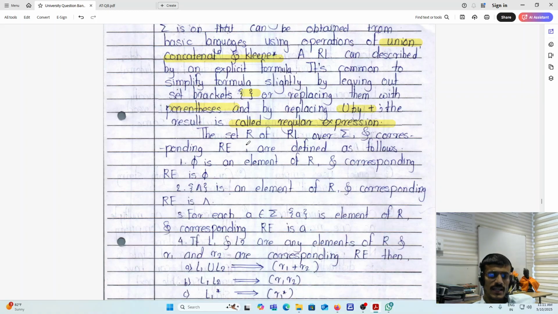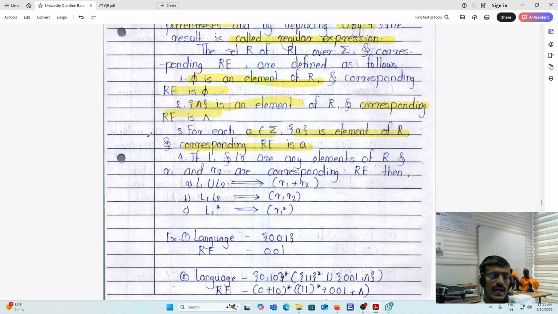Okay, so you can see here the set R of regular languages over sigma corresponding to regular expressions is defined as follows. If phi is an element of the regular language, then the corresponding regular expression is phi. There is no issue. If null is the regular language, then the corresponding regular expression is again null. For a belongs to sigma, if a is an element of R, then the corresponding regular expression is a. Very simple.